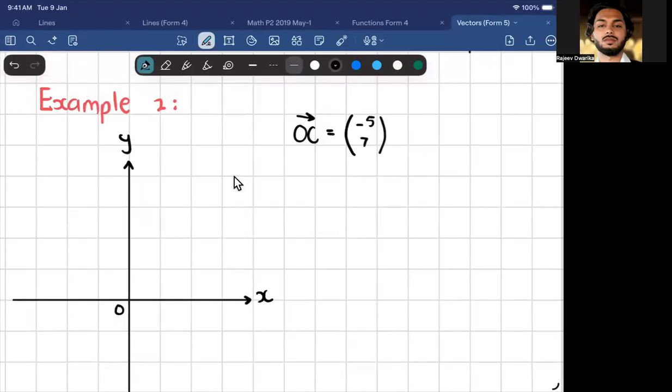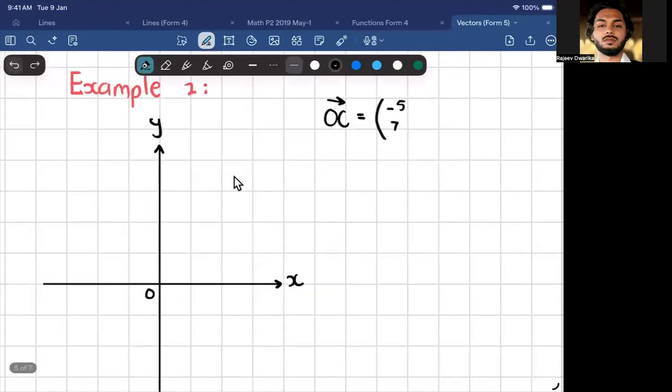So that means I'm going to start from the origin. How am I going to move? -5, 7. How would I move here? To the left. How much space is to the left? 5 spaces. All right, 5 spaces to the left. And then what next? 7 spaces on the y-axis.